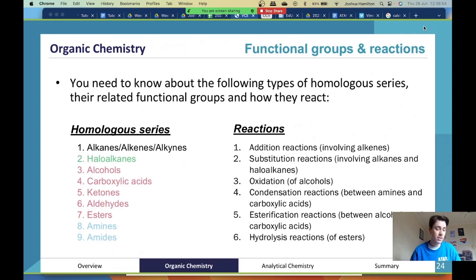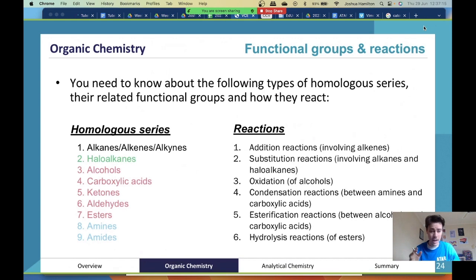Now, they are in different colors for different reasons. Haloalkanes are like everywhere. You need to know that super well. The ones in red there, you also need to know super well. They come up all the time. Both of those, you need to know how to name, number, write out, identify everything. I've put haloalkanes in green because they are the most common.